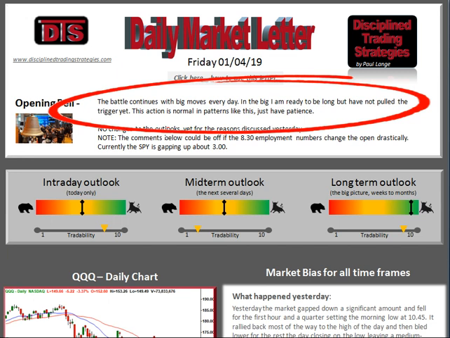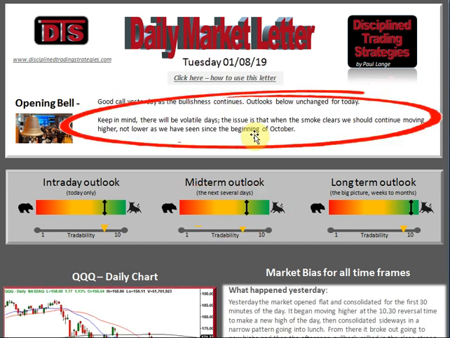Now naturally there's times where you have to say we have to wait and see this, wait and see that. But for example, back on January 4th, January 5th, here's the one I wanted. Keep in mind there will be volatile days. The issue is that when the smoke clears, we should continue moving higher, not lower, as we have seen since the beginning of October. That's back on January 8th. So just besides the outlooks, besides the commentary, just a note up on top saying, hey, we've been falling, yes, but we're going to reverse and start going higher now, which of course we did.